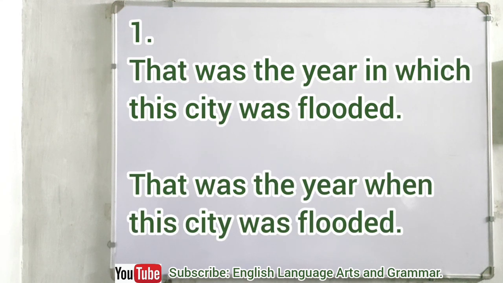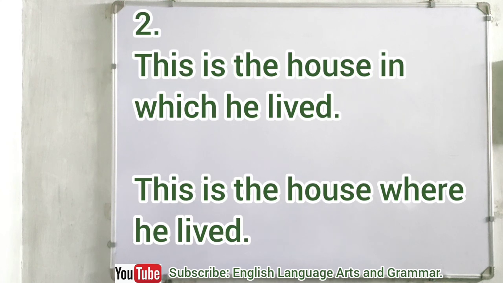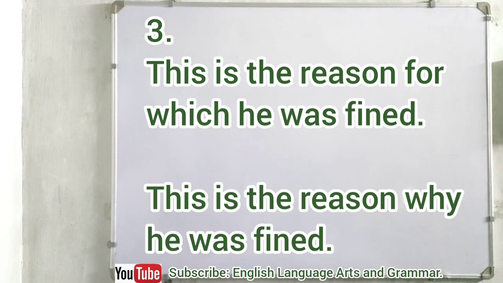Some examples. Example 1. That was the year in which this city was flooded. That was the year when this city was flooded. Example 2. This is the house in which he lived. This is the house where he lived. Example 3. This is the reason for which he was fined. This is the reason why he was fined.